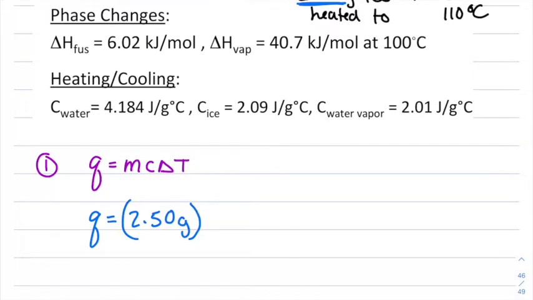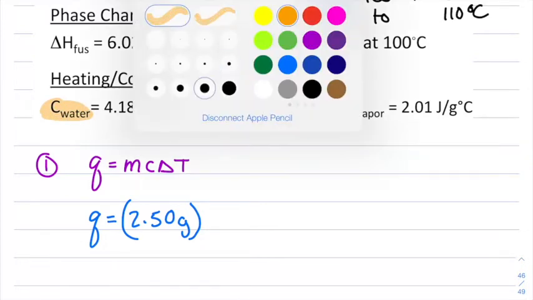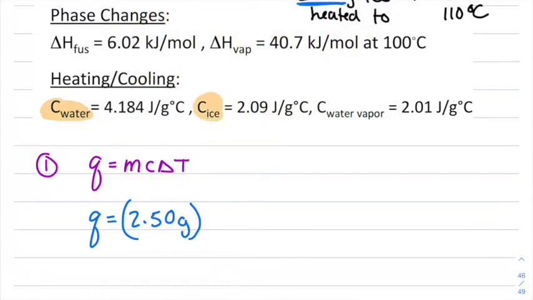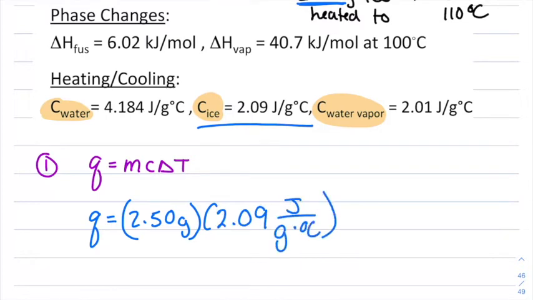Next up, we have to think about the fact that we are dealing with ice. So here are our C values. We have water, we have ice, and we have water vapor. Always make sure you're grabbing the right value. For ice, we're right here, 2.09 joules divided by grams times degrees Celsius. Any questions on why I use this value and not the value on the right or the left of it?